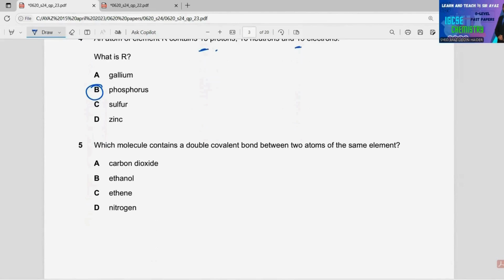Which molecule contains a double covalent bond between two atoms of the same element? A is carbon dioxide. This is the displayed formula of carbon dioxide. You see the double bonds are between two different atoms, so A can't be the correct answer. What about ethanol? This is the displayed formula. I can't see any double bond between two atoms.